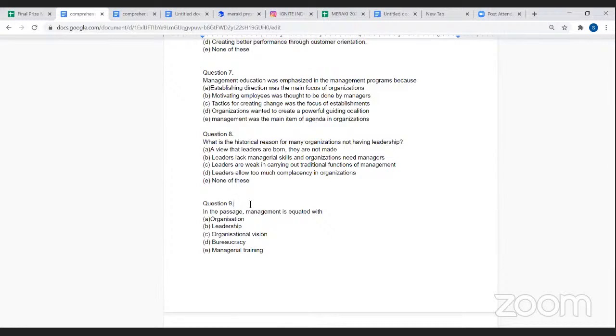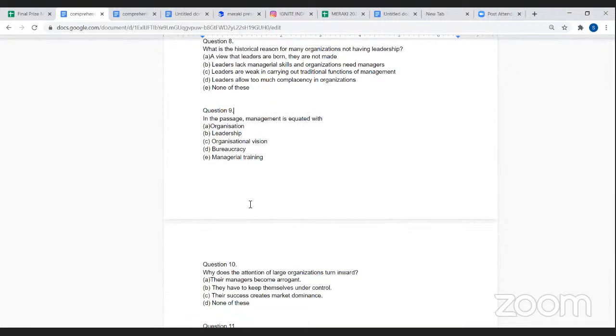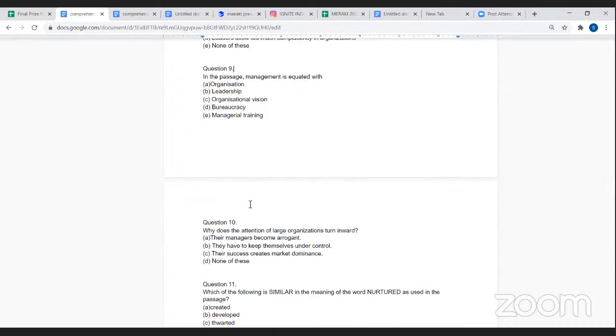Question 9, in the passage, management is equated with... C. It's given bureaucracy. It's D. For management and for leadership, they're given very different definitions, so it cannot be B.